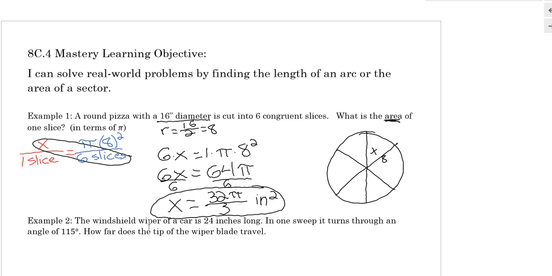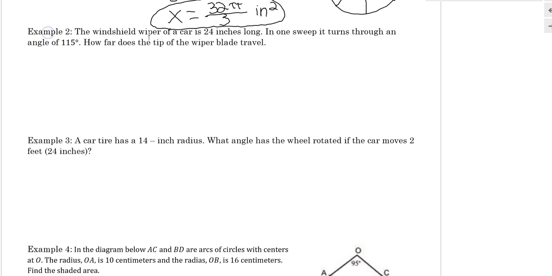Okay. Looking at example 2, the windshield wiper of a car is 24 inches long. In one sweep, it turns through an angle of 115 degrees. How far does the tip of the wiper blade travel? So again, for this one, are we finding a length or an area? Well, how far? That's your key word there. That's going to talk about arc length.